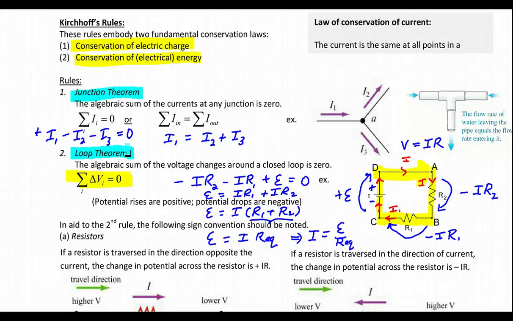So in summary, these two theorems, the junction theorem and the loop theorem, can be used to solve complex single loop circuits as well as multi-loop circuits. Now go ahead and try the next few examples that deal with Kirchhoff's rules.